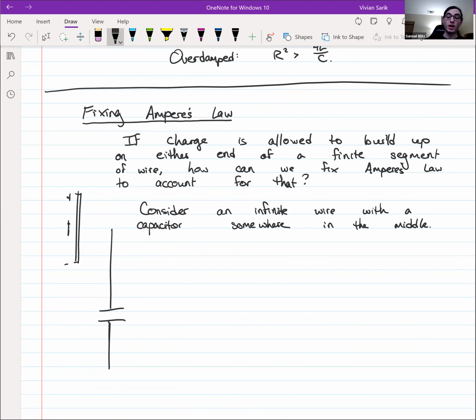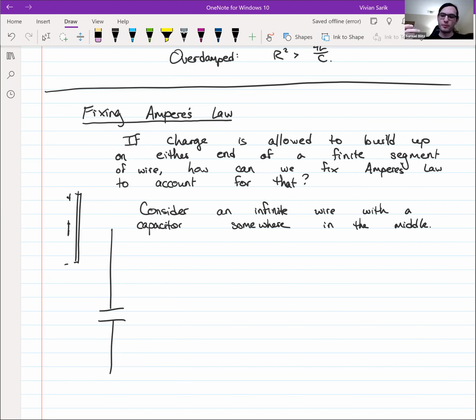So we know that Ampere's law applies for infinite wires. So putting a small break and then capacitive plates shouldn't affect what's happening infinitely far away on the other end of the capacitor, right? So there should be no net effect to using Ampere's law. You should just be able to put a loop around it and then find the magnetic field.